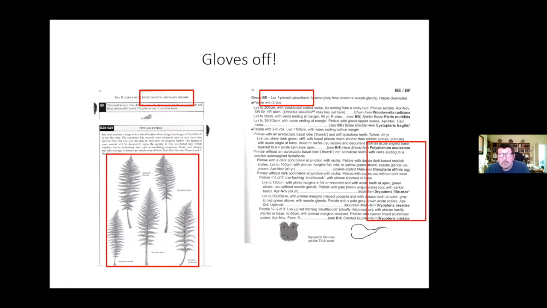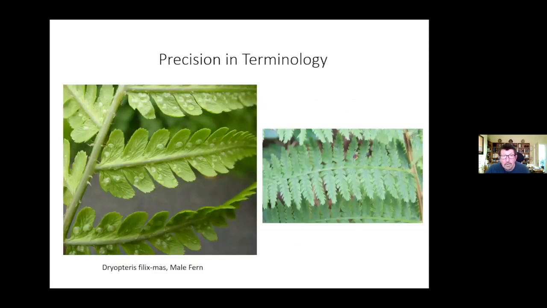So, there's a big difference here, isn't there? There's a big problem. Why is this bipinnate and why is this unipinnate? Big difference, isn't it? Certainly if you're writing a key, it's a big difference, and if you're learning it, it's a big difference. It's all about precision in terminology. This is Dryopteris filix-mas, and this is Athyrium filix-femina.